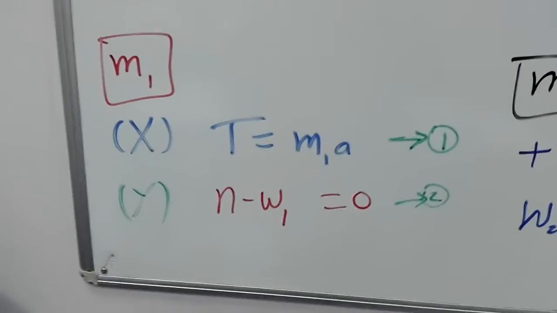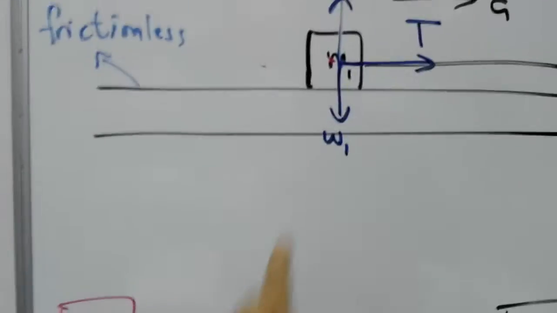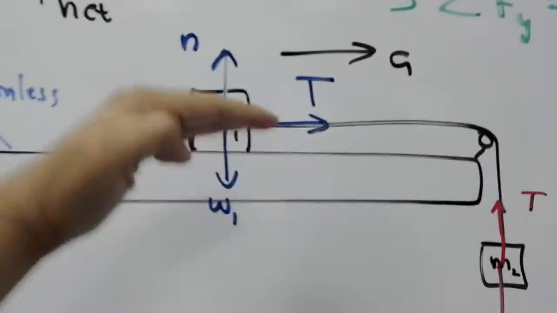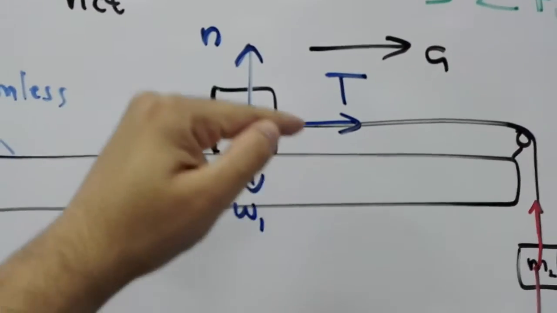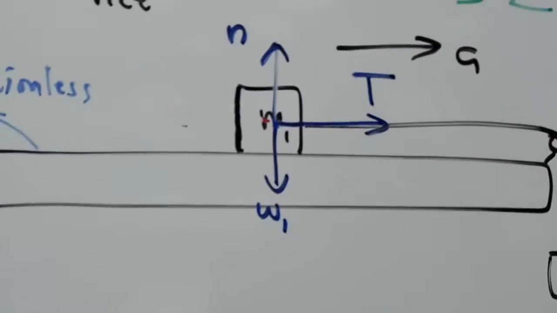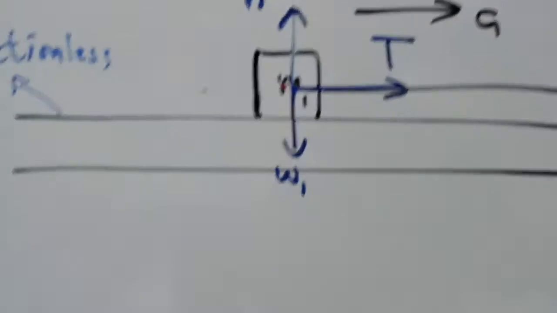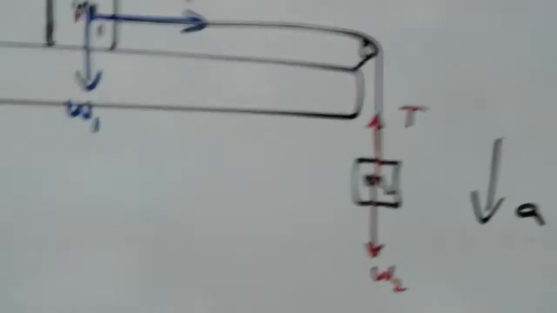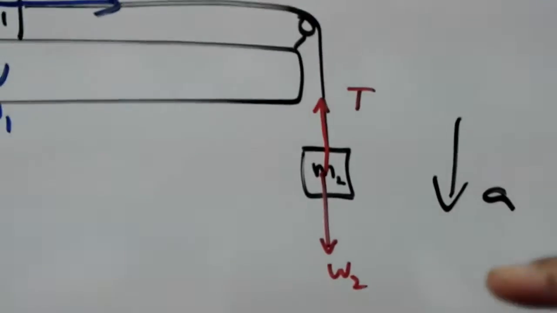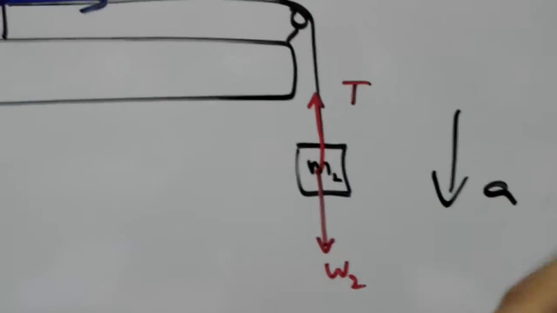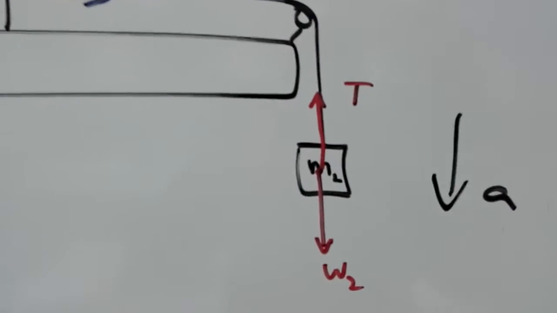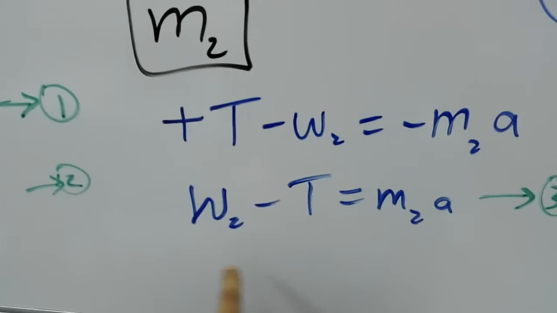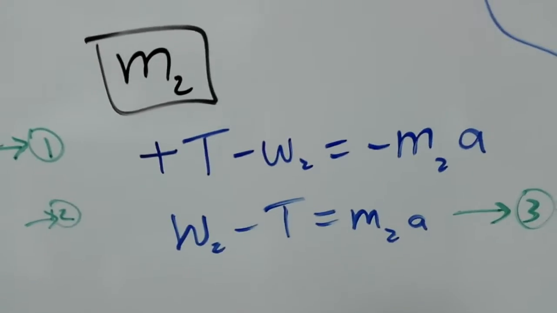If you write Newton's second law for mass m1, it's moving in this direction. There's no force in the vertical direction. So you get T equals m1a in the horizontal, and N equals W in the vertical direction. So these are your 2 equations for m1. For m2, it is only moving in the vertical direction. Since it's moving down, W2 is the greater force. So you get the equation W2 minus T equals m2a.